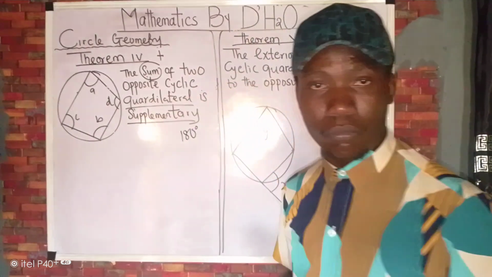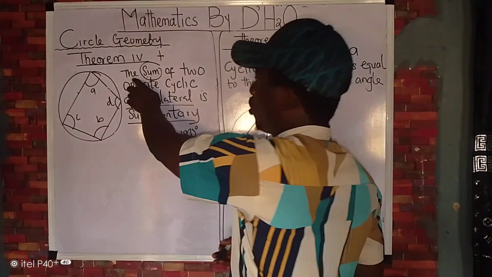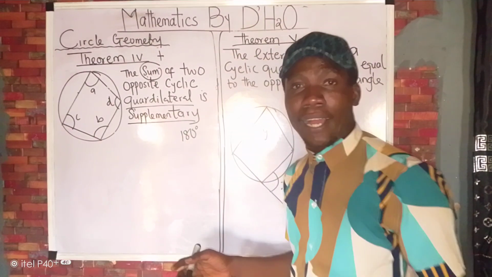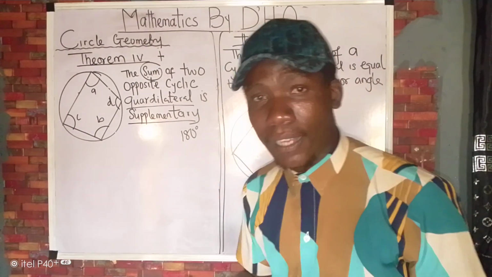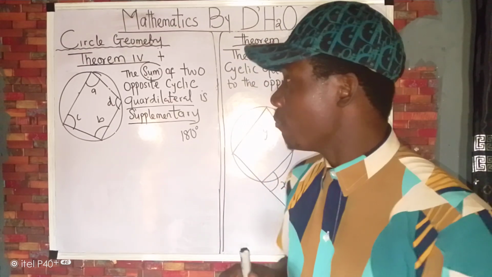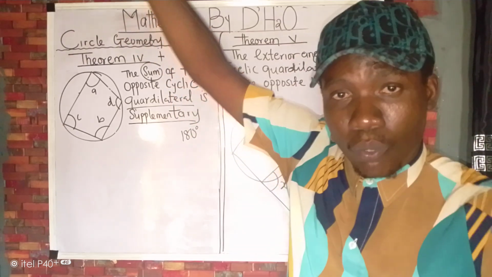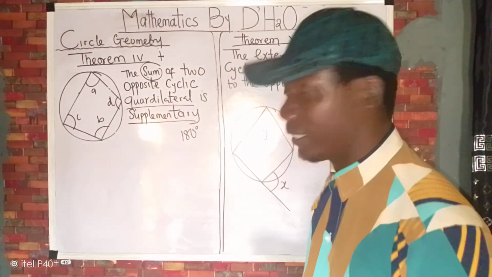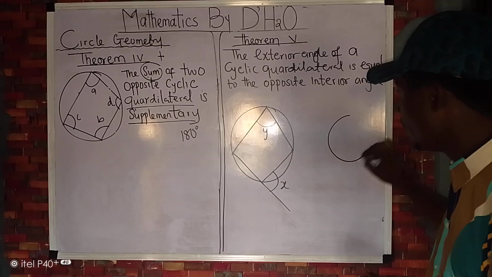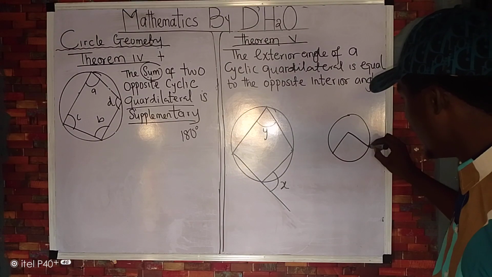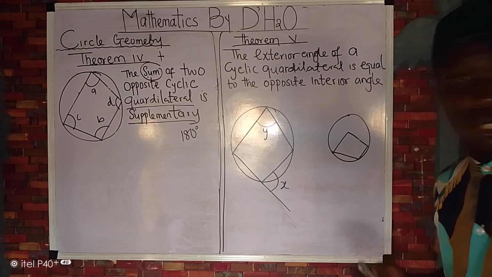180 degrees. So the sum of two opposite cyclic quadrilateral. Now, like I told you, a quadrilateral is a figure with 4 sides, but a cyclic quadrilateral is when the 4 sides touch the what? The circumference. For instance, if I have a circle this way, now please watch this very well, and I have a quadrilateral here like this.